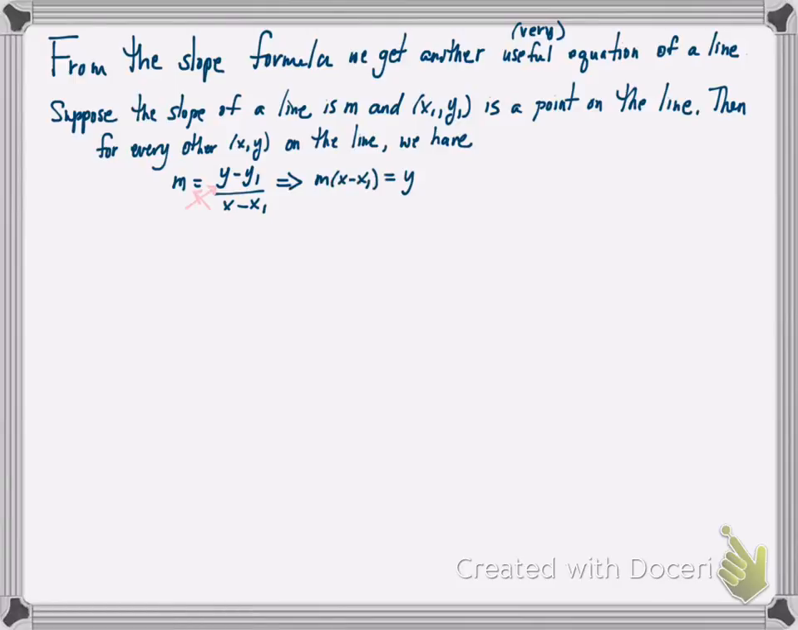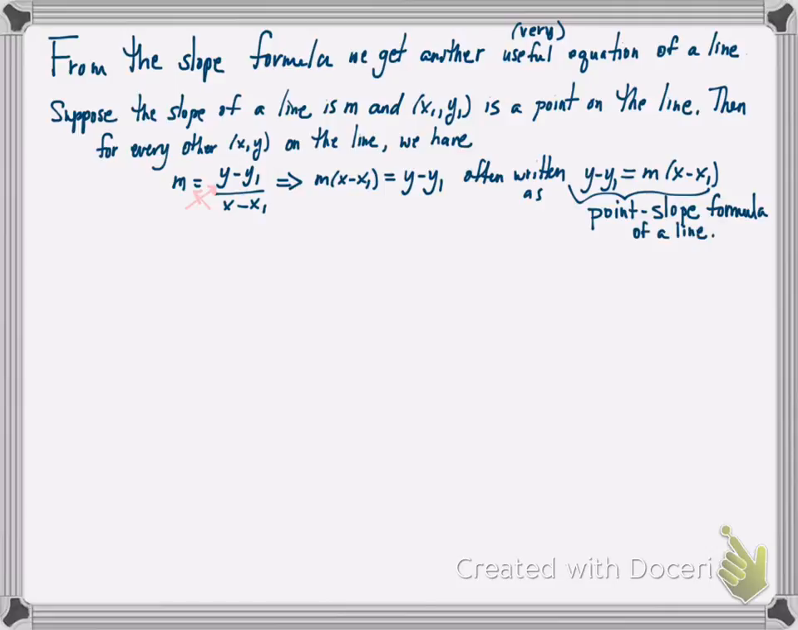If we do cross multiplication, we get this equation. The slope times the change in x equals the change in y, which we often write in the other order. And that's called the point slope formula of a line, right? y minus y1 equals m times x minus x1. That is the point slope formula of a line. Let's look at an example.